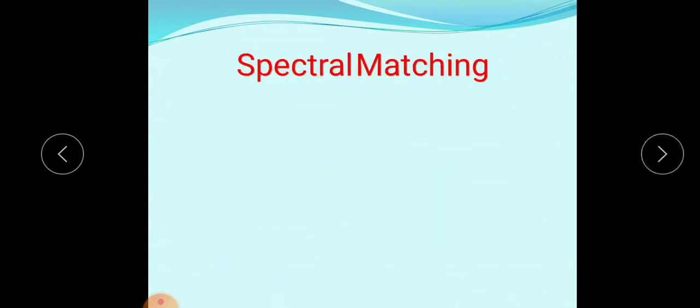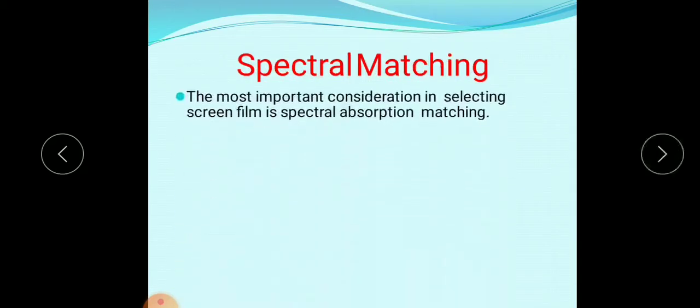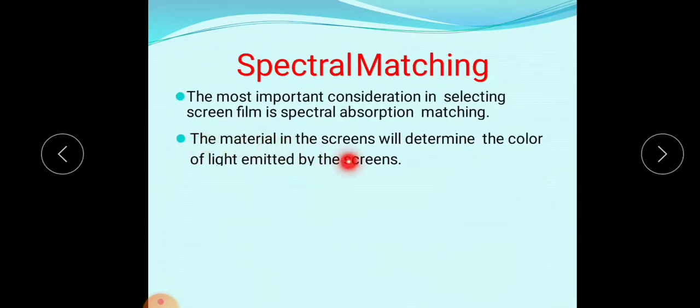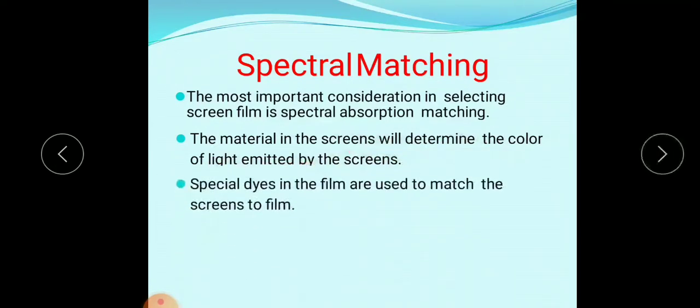Now let's see about spectral matching. The most important consideration in selecting the screen is spectral matching. The material in the screen will determine the color of light emitted by the screen. Special dyes in the films are used to match the screens to the film.